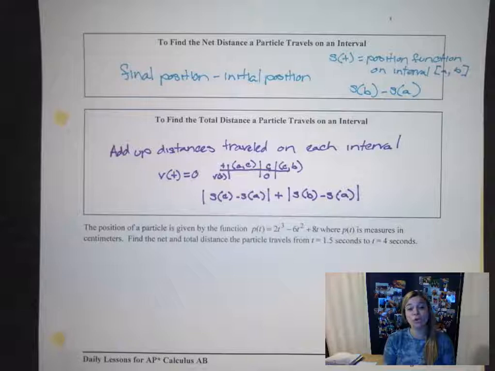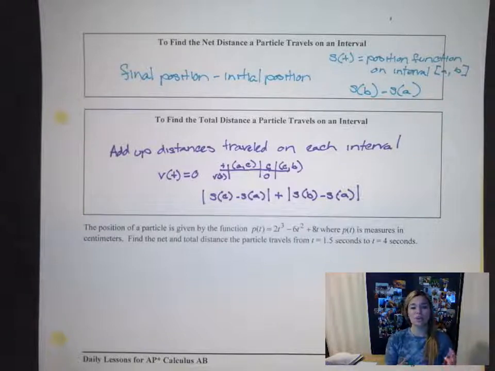If you're doing the total distance, it takes a little bit more work. You have to add up all the distance traveled. These particles are very boring. They're either moving to the right or moving to the left, so you need to figure out when a particle is moving to the right and when it is moving to the left. When velocity is 0, that's when that change occurs. If velocity is positive, that's when a particle is moving to the right. If velocity is negative, that's when a particle is moving to the left.